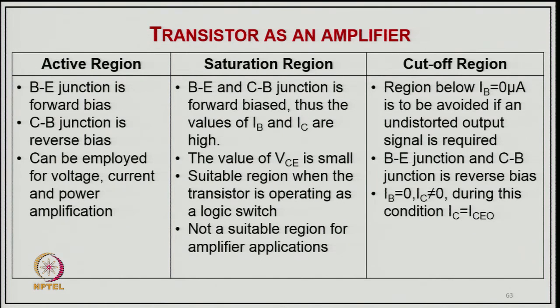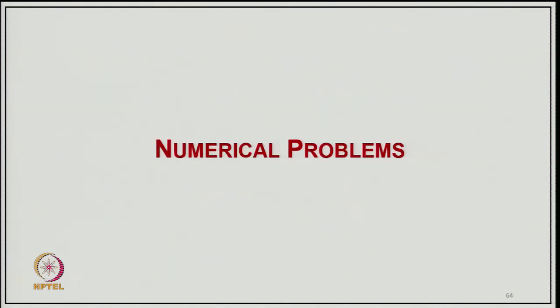So, the cutoff region is the region below IB equal to 0 microampere and is to be avoided if an undistorted output signal is required. The EB junction and CB junction are both reverse biased with IB equal to 0, and IC is not 0 during this condition. So, IC equal to ICO. So, these are the three regions when the transistor operates as an amplifier.